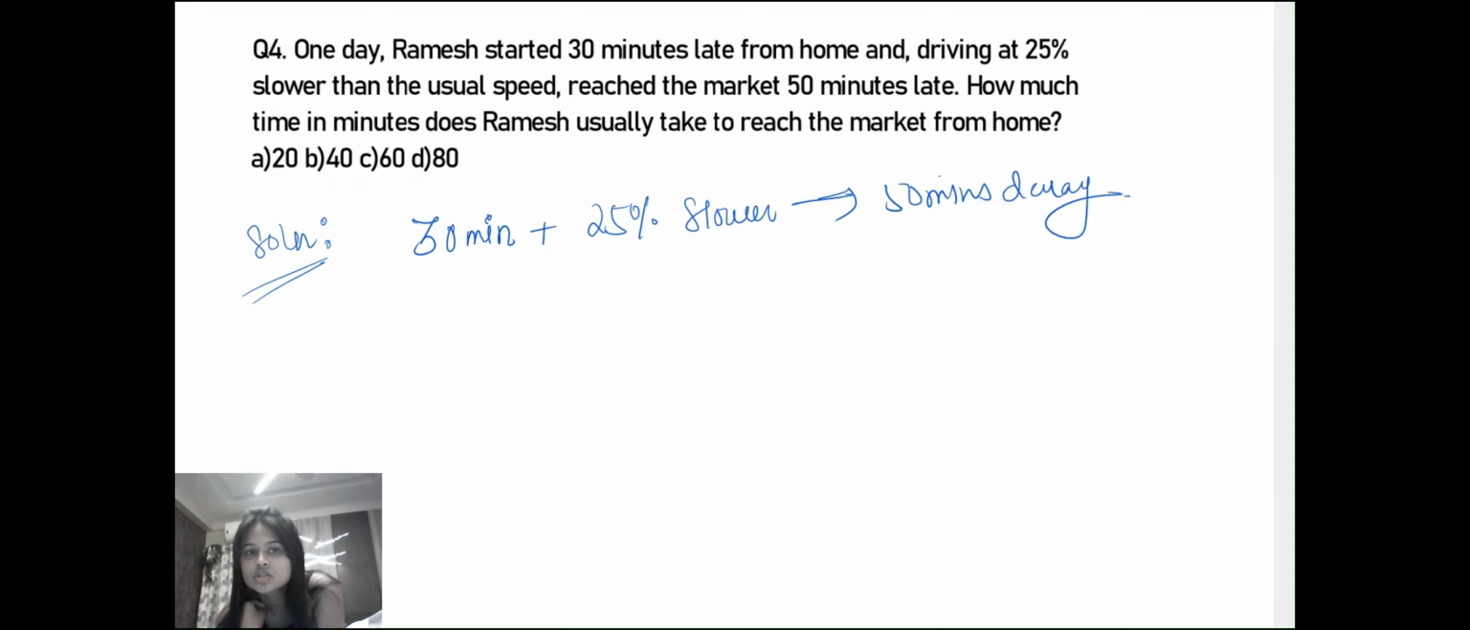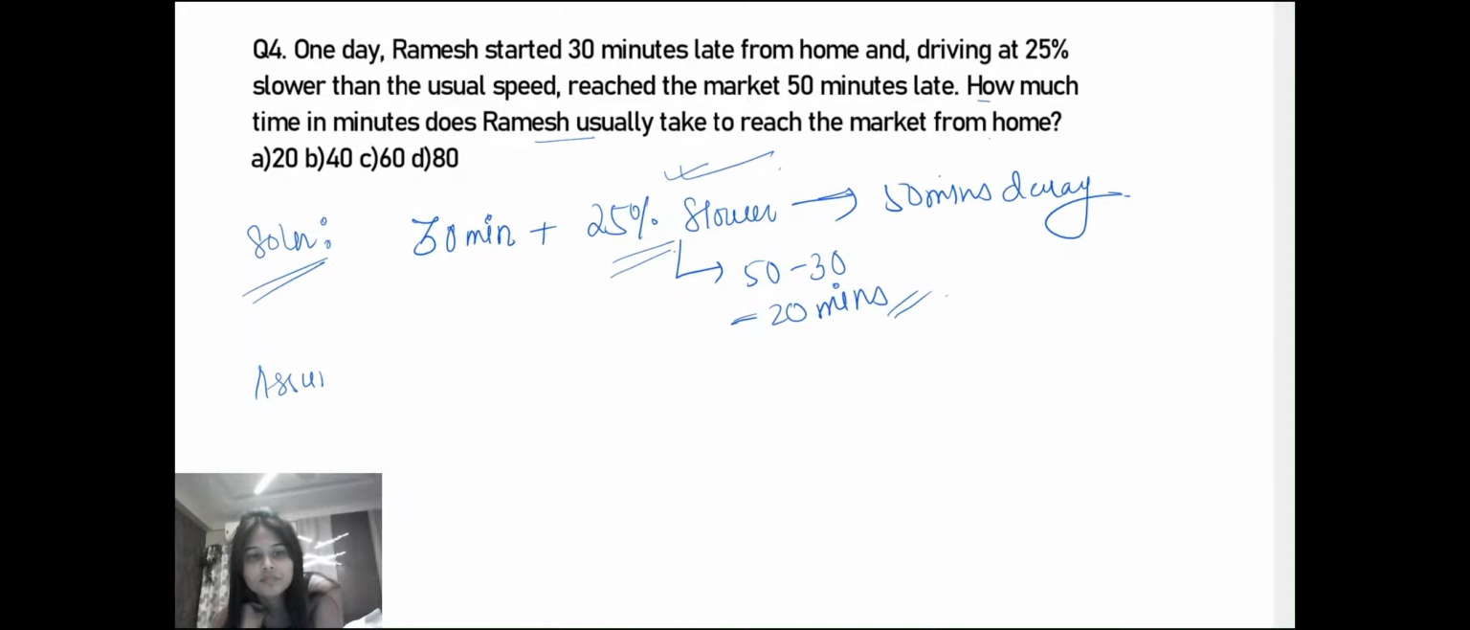We are asked how much time in minutes does Ramesh usually take to reach the market from home. So we have to find the usual time. Now we will first extract how much delay this 25% slow driving has caused. So this has caused a delay of 50 minus 30 minutes, because 30 minutes already he was late for departing from home. Therefore 50 minus 30 equals 20 minutes. So due to his slow driving, he is 20 minutes late.